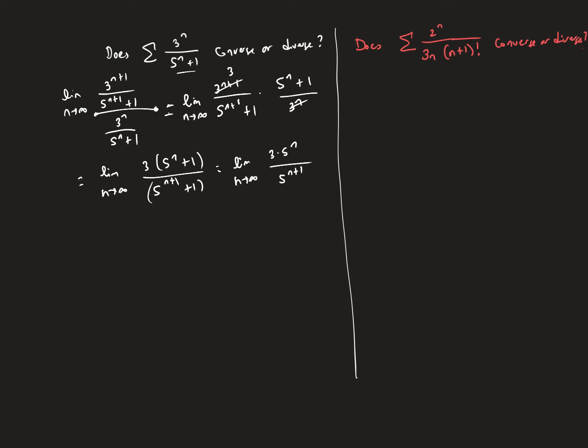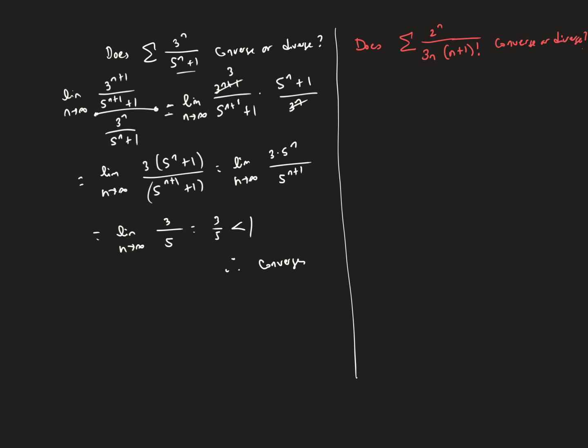So now that I've gotten that down, I can simplify those 5s, and again, I can use my rules of subtraction for exponents, but this time I'll end up with a 5 on the bottom. So the limit as n goes to infinity of 3/5 is 3/5. That's less than 1, therefore, this series converges.